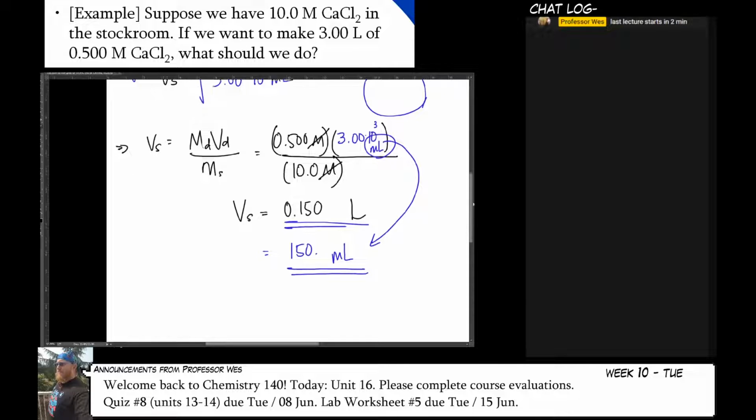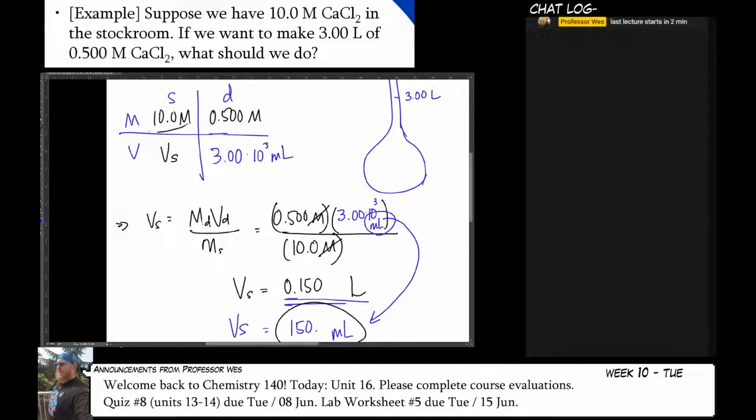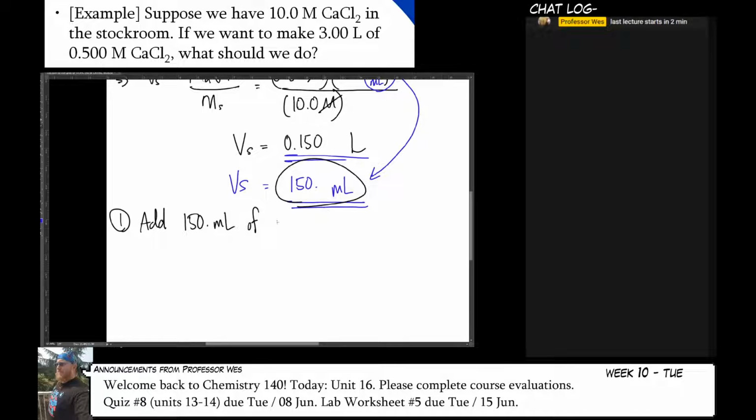Okay, so now that we know how much of the stuff that we want to put in there, we can now write our preparation. So we'll do the same thing that we did yesterday. So step 1 is to add the stuff that we calculated. So that'd be this, 150 milliliters of, what was this of? Well, it was of the stock solution, right? Of 10 molar calcium chloride.